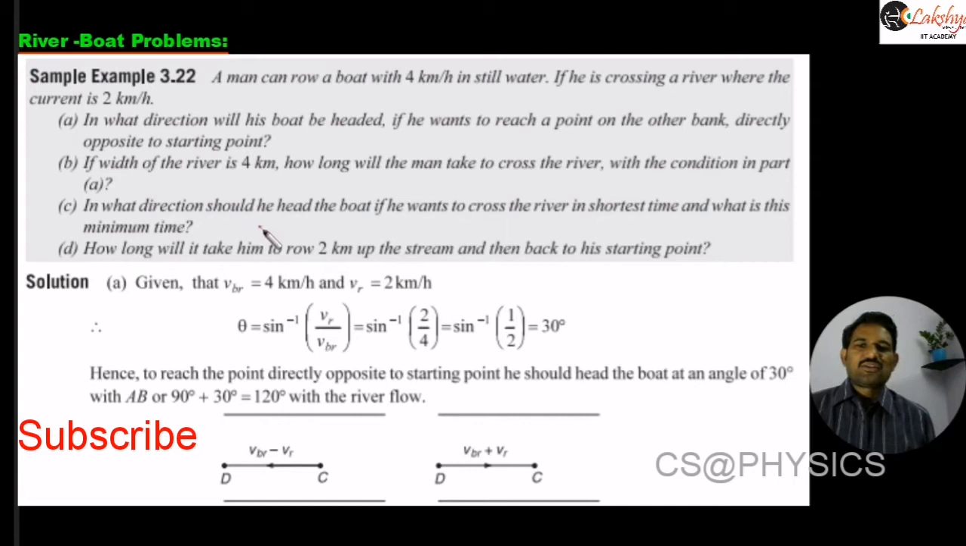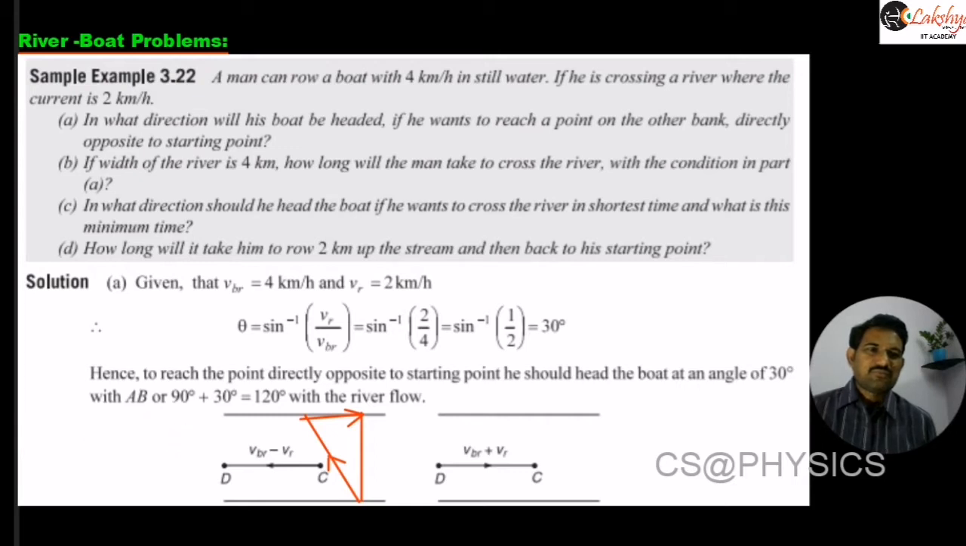Now we know that to cross the river along the shortest possible path, if this is the starting point, for example here, and we want to reach this directly opposite point, he has to start his journey along this direction here, right? This is the direction in which the man should start, and this value you can take as the velocity of the river, to reach the directly opposite point here. Suppose this is point A, this is point B, and this is point C here.